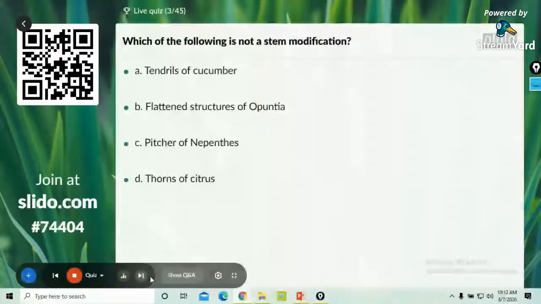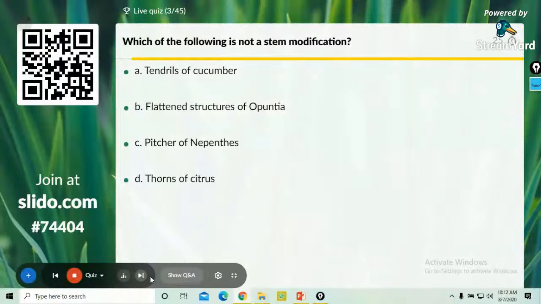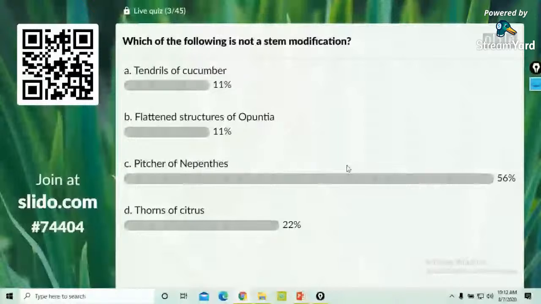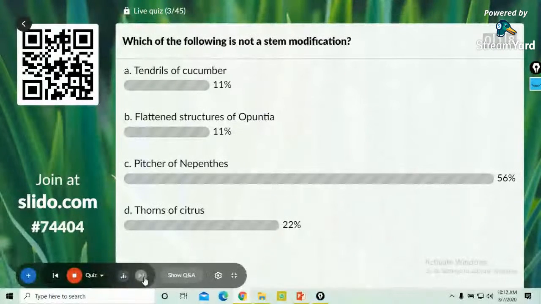Third question on the screen. Which of the following is not a stem modification? Option A, tendrils of cucumber. Option B, flattened structures of Opuntia. Option C, pitcher of Nepenthes. And option D, thorns of citrus. Those who haven't joined the quiz, go to Google, search slido.com and use the code 74404 and join the quiz right now. The correct answer is pitcher of Nepenthes. Pitcher of Nepenthes is not a stem modification.